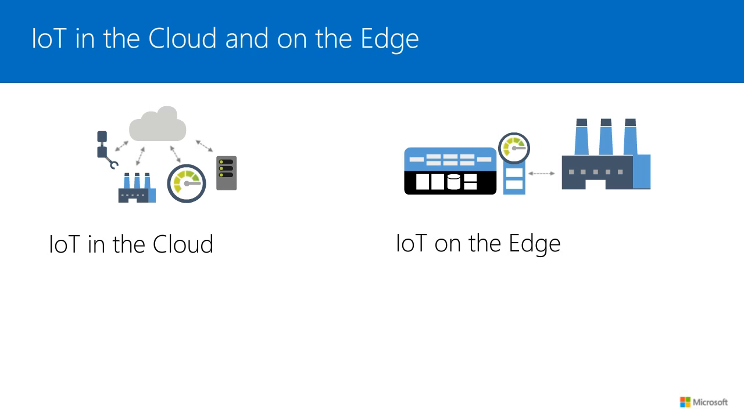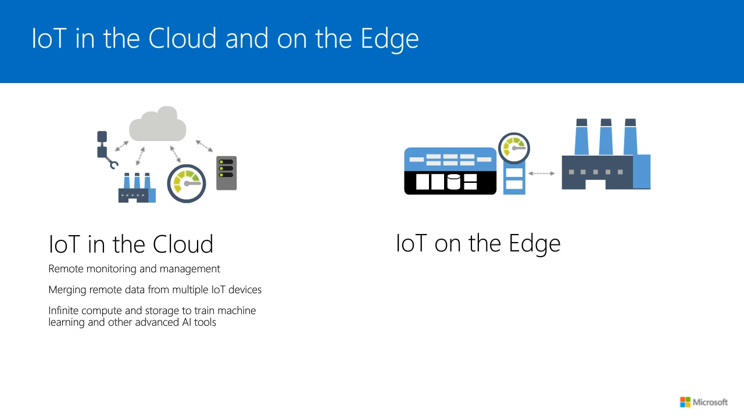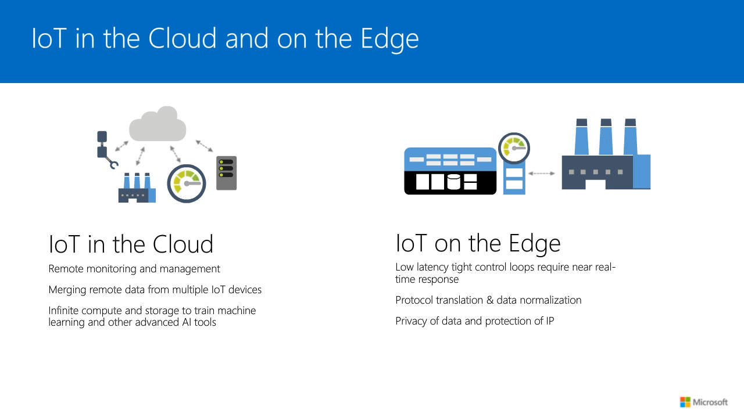So the first thing I want to bring up to your attention is why would we need to do compute and analytics at the edge? When we say at the edge, we're not talking about the browser. We're talking about devices, what's going on site, on premise. The idea with IoT Edge is actually to complement the IoT in the cloud. When you are in the cloud, you can implement remote monitoring and manage your assets. You can merge remote data coming from multiple IoT devices and do analytics on them. And then you can benefit from the infinite compute and storage to train machine learning and other advanced AI tools.